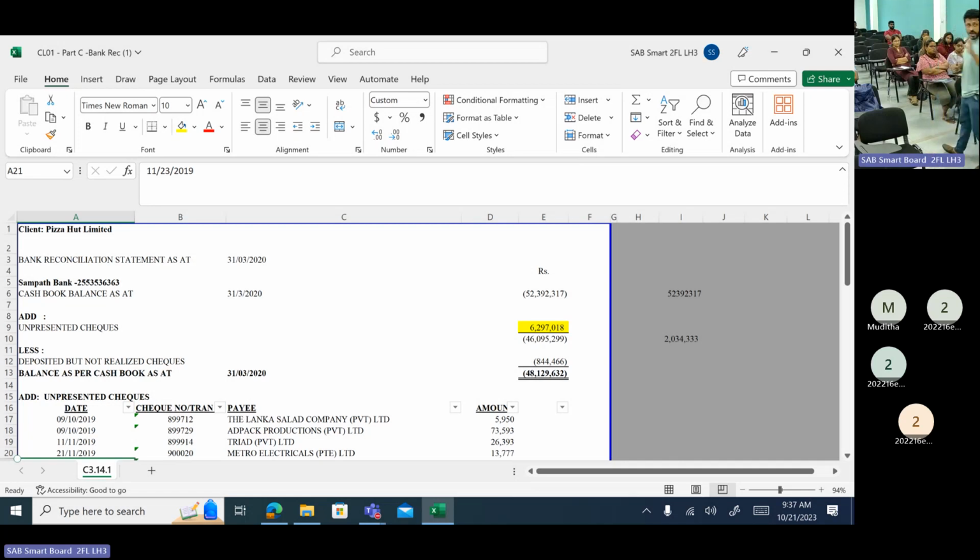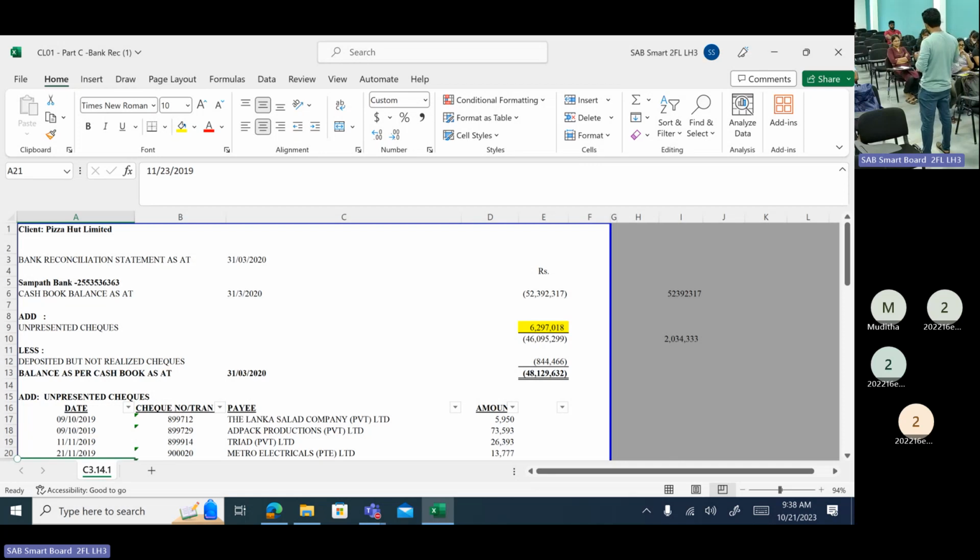So those can't appear as a reconciling item. Reconciling items should be issued-not-presented checks, deposits not realized, or whatever errors or mistakes happen in the banks. Those things should appear in the reconciliation. If you have some other elements, you have to clarify them and adjust the cash flow.